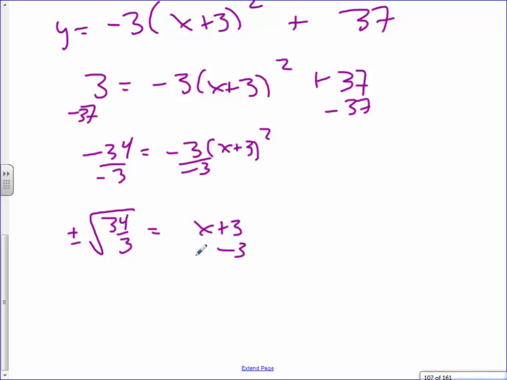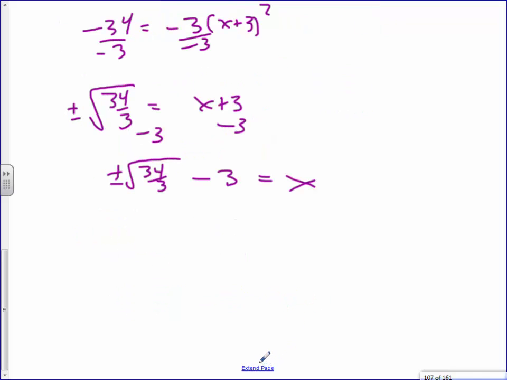And then last step, subtract 3. So your answer for x is the plus and minus square root of 34 over 3, subtract 3. That's what x should be. If we did it correctly, it should be those same decimal numbers that we just solved earlier. So let me double check then.